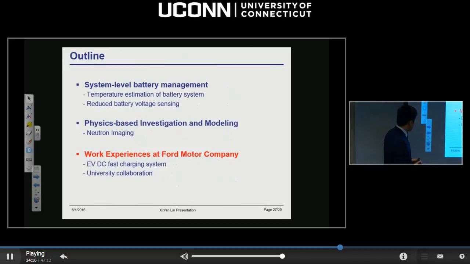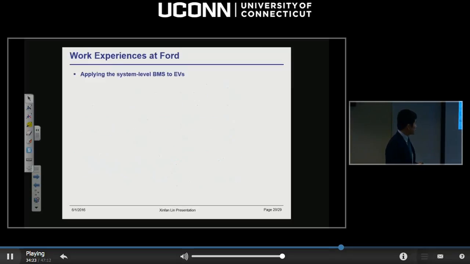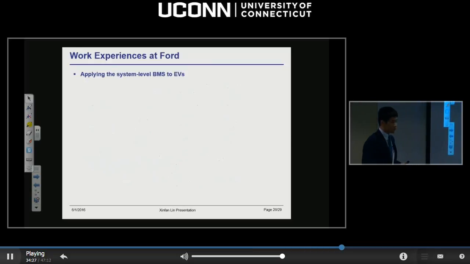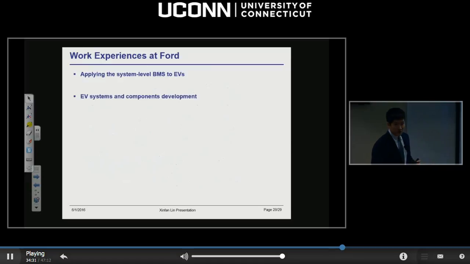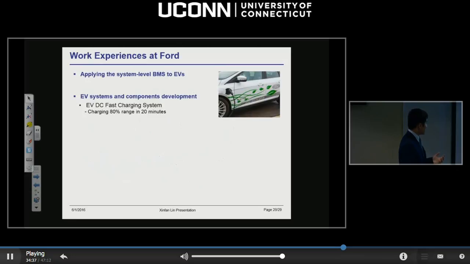Finally, I want to talk a little bit about my work experience at Ford Motor Company. As a research engineer, on one hand, I'm working on applying the system-level battery management strategies that I've developed to electric vehicles. On the other hand, I'm also involved in multiple EV systems and components development projects. For example, one of the projects I've been involved in is the electric vehicle DC fast charging system development.